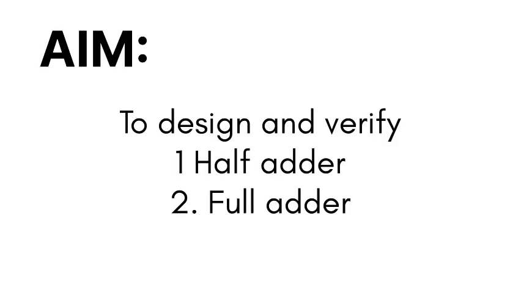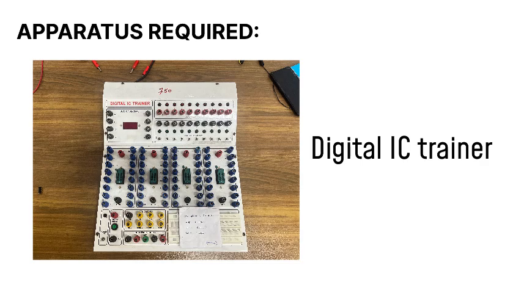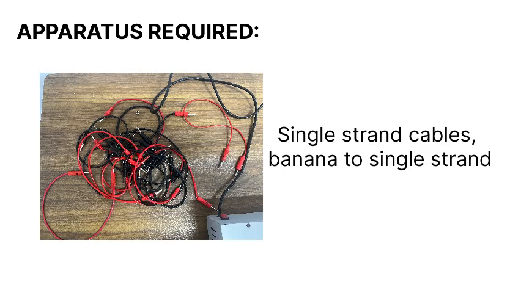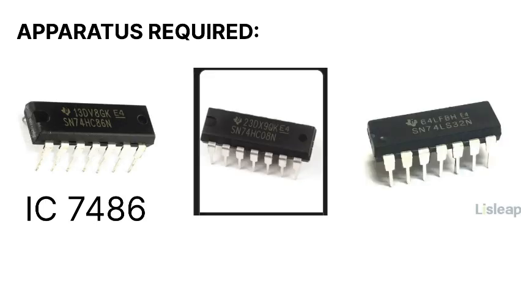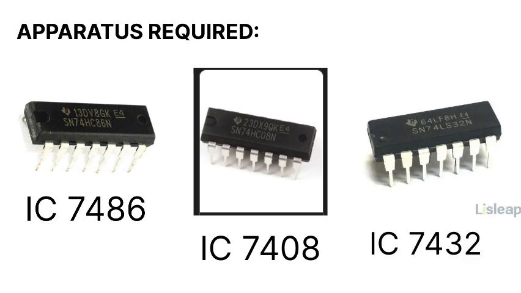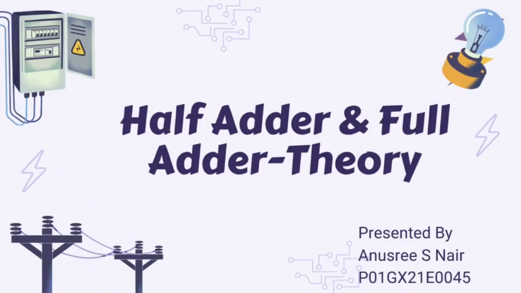The aim of the experiment is to design and verify half adder and full adder. The apparatus required is digital IC trainer, which includes all the components, power sources and also breadboard, single strand cables, banana to single strand, IC of 7486, 7408 and 7432.